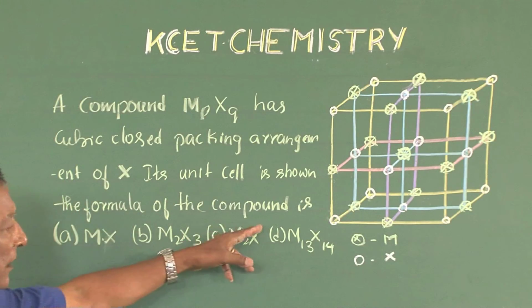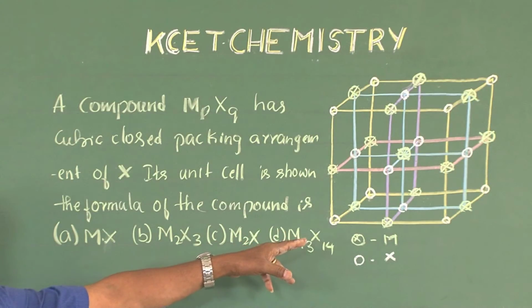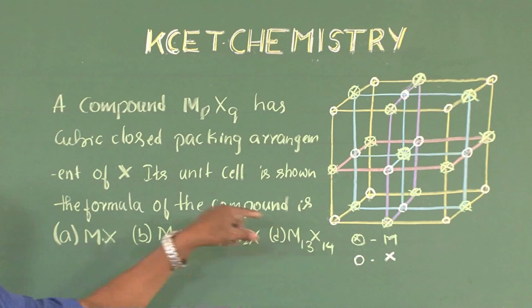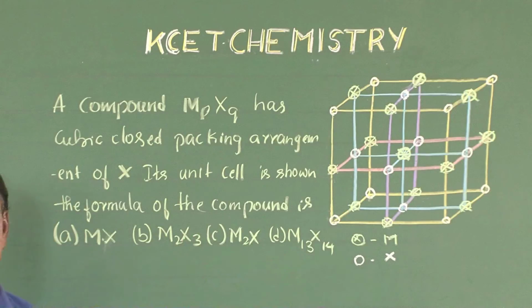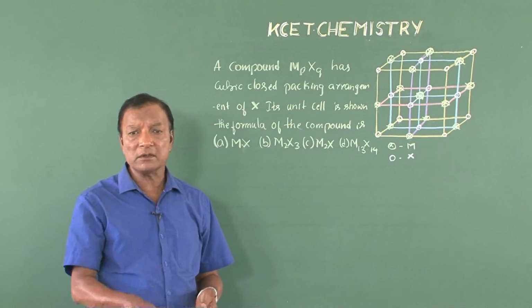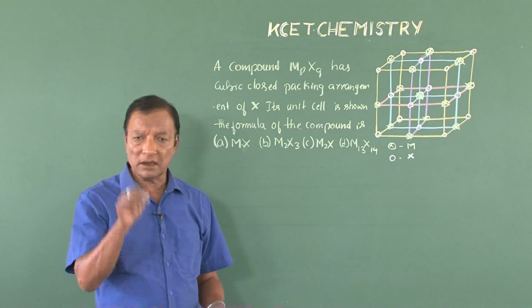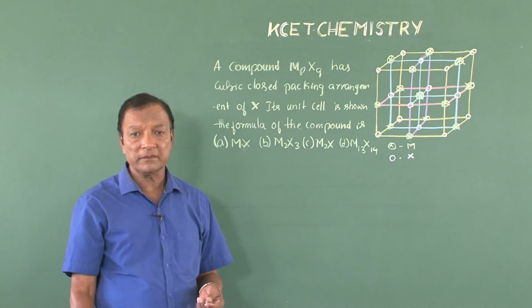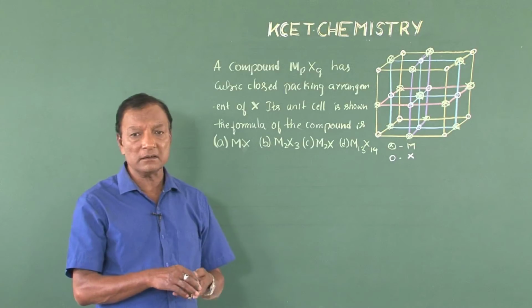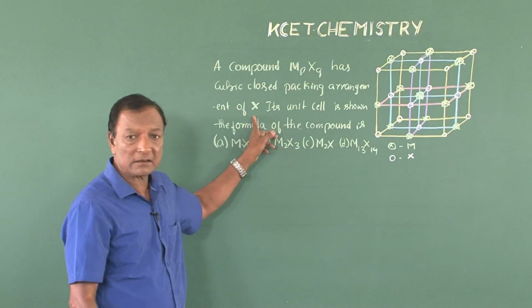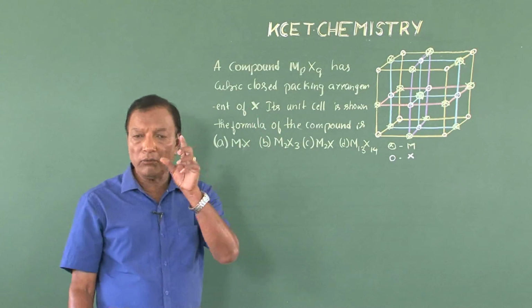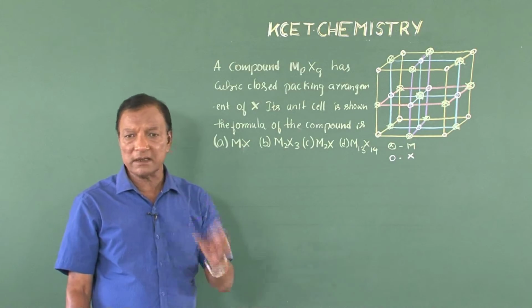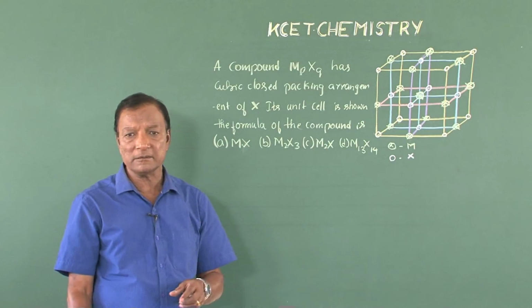The formula of the compound is to be derived from this figure and from the information supplied. The information is nothing more than the type of packing. It is the CCP, the cubic close packing, and that cubic close packing is developed by X. So, how are we to place this X in that unit cell?